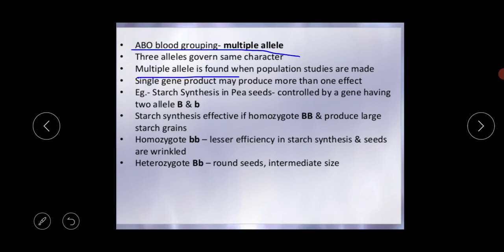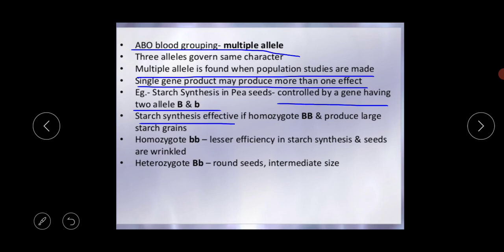Multiple alleles are found when population studies are made, where a single gene product may produce more than one effect. Like the starch synthesis in pea seeds is controlled by a gene having 2 alleles, capital B and small b.